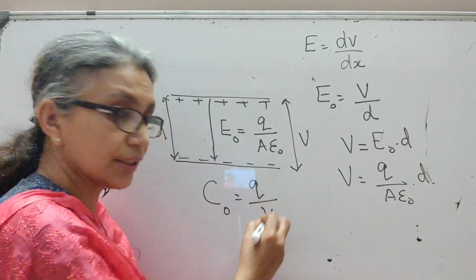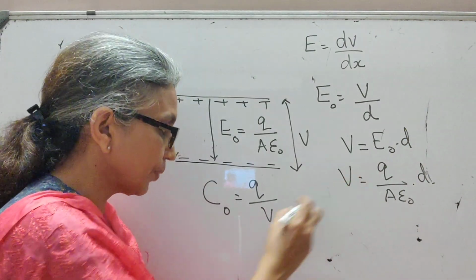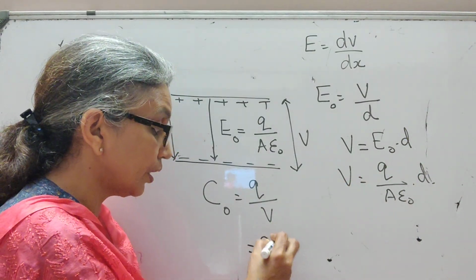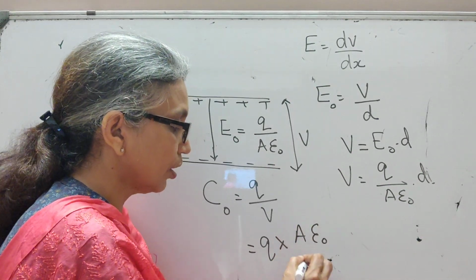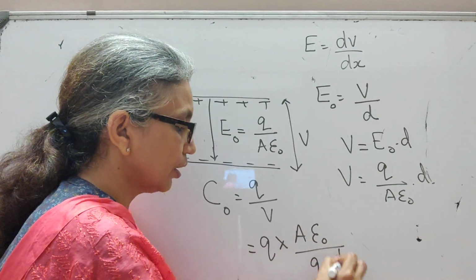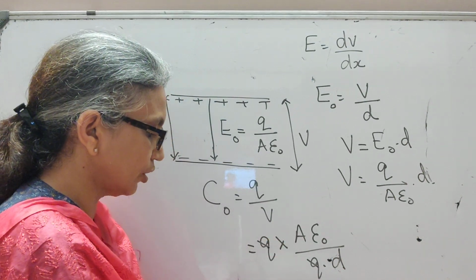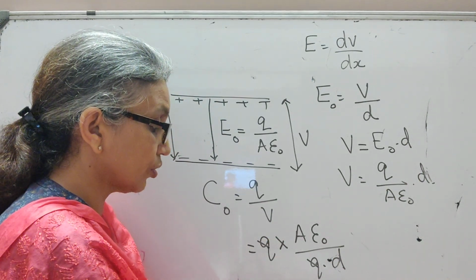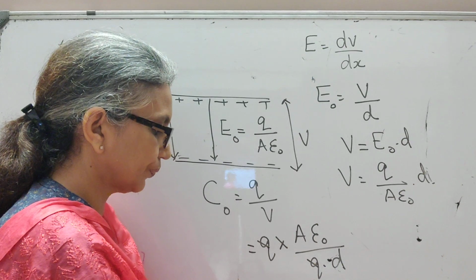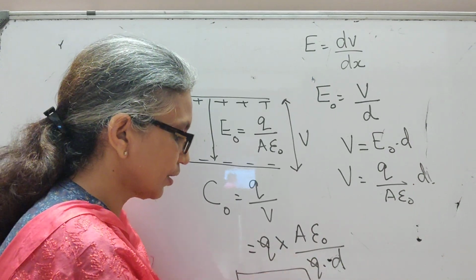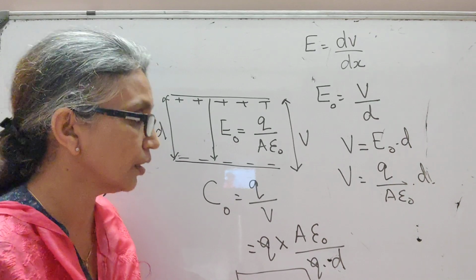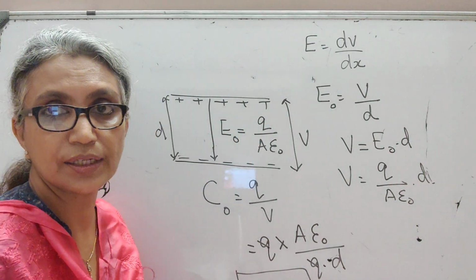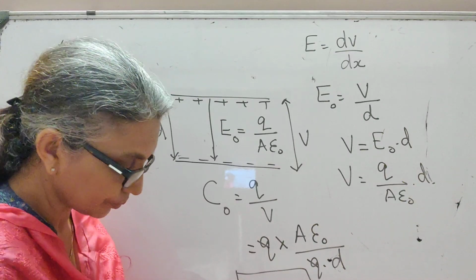What I am going to do is derive an expression for the capacitance, which we know as Q by V, right? I am going to substitute V from here so that this is Q into, if I invert this, A epsilon 0 by Q into D. Cancel this to get C naught as A epsilon 0 by D. So this is our first derivation, to derive the expression for capacitance of a capacitor when the medium between the plates is air or vacuum.